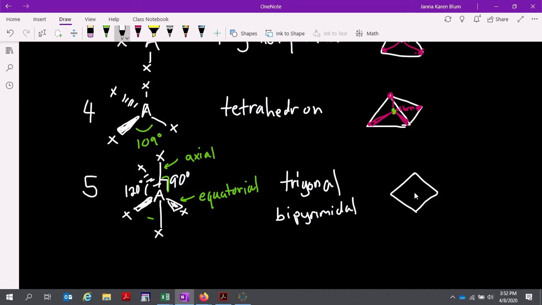Kind of this diamond. And then a point coming out. And so we have the up and the down, and then coming out at the corners, the three coming out at the corners of the pyramid.